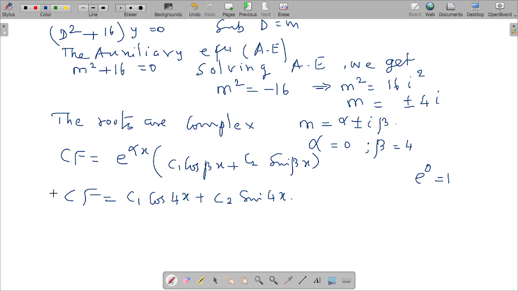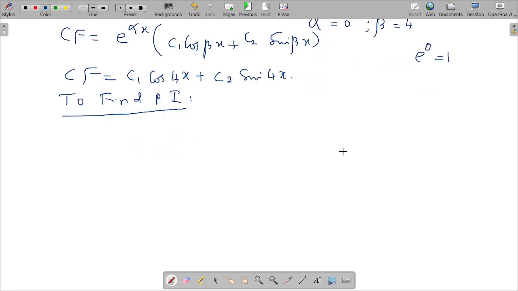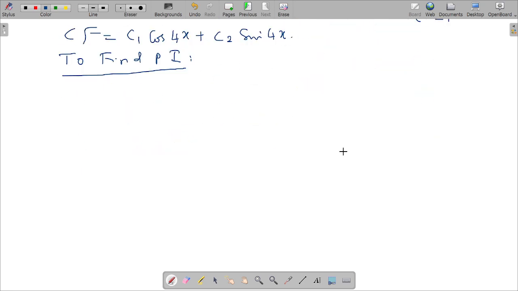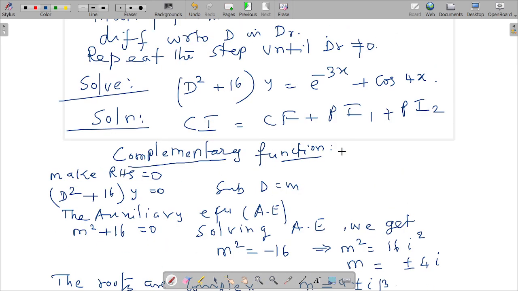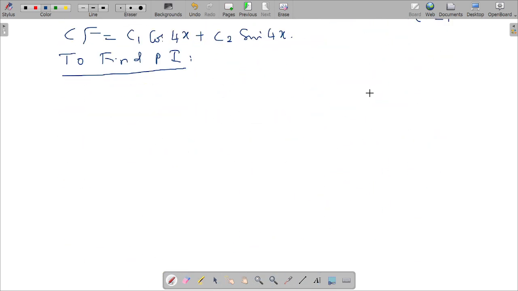After finding the complementary function, we have to find the particular integral. To find the particular integral, we know that there are two particular integrals, particular integral 1 and particular integral 2. Particular integral 1 is exponential, particular integral 2 is trigonometric. Based on the exponential, we can do particular integral 1 first.